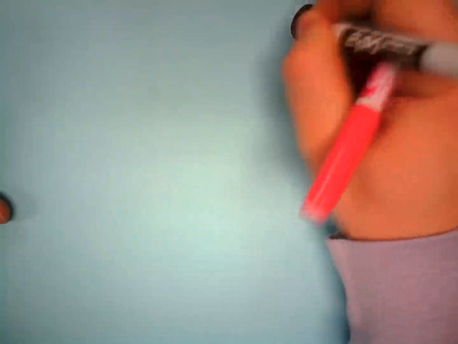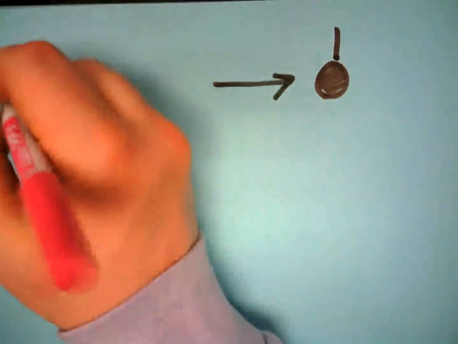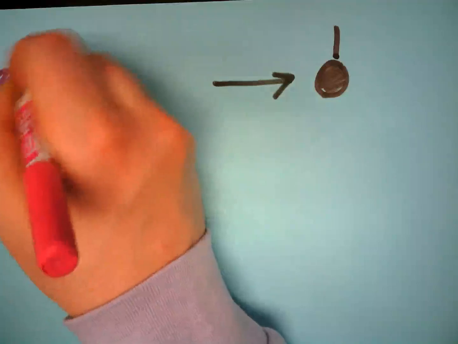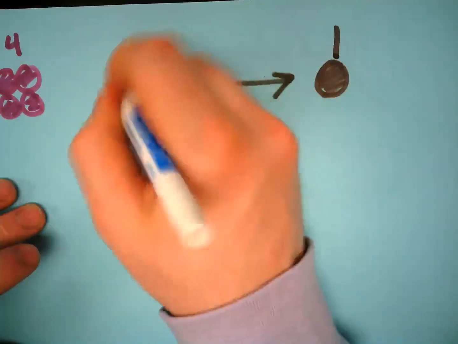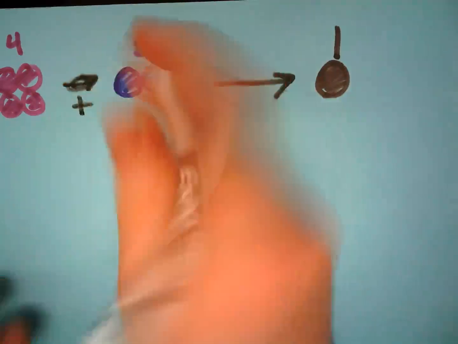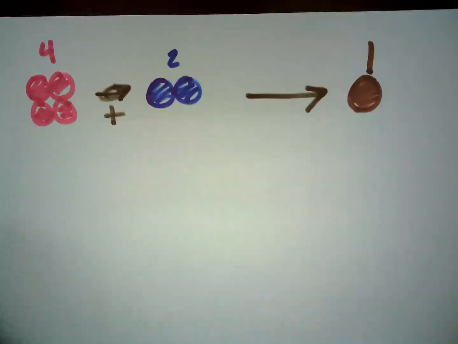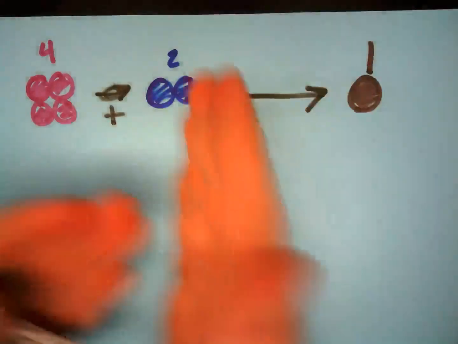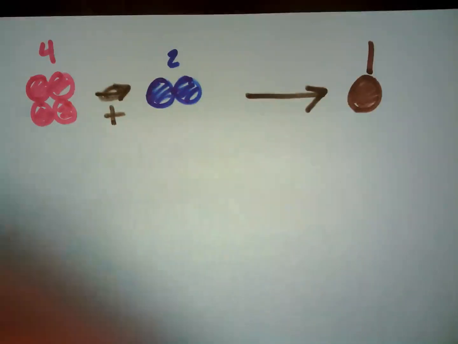Let's say for the sake of argument that we want to make this substance, Mr. Brown's substance, just one of them. That's our product. We know that in order to make one of these, I need to combine 4 pinkies with 2 blue dudes. So I need 4 pinkies combined with 2 blue dudes in order to create 1 brown boy.